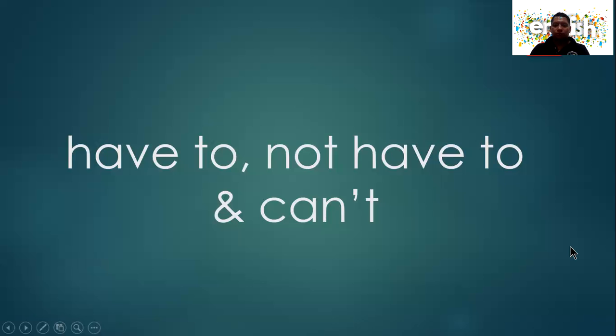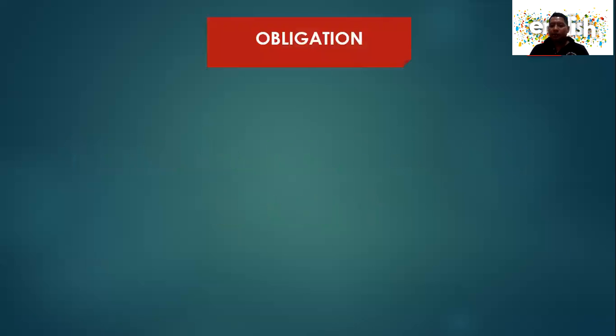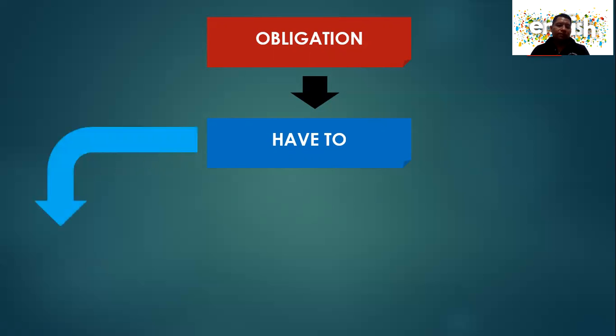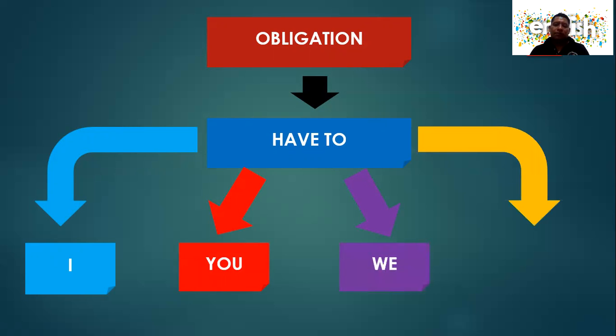Let's continue. Okay, let's go one by one. When we have an obligation, we use have to. And we use have to with the following subjects: with I, you, we, and they. And let's remember that we use this have to in the affirmative form. This is positive. That's why we have to.